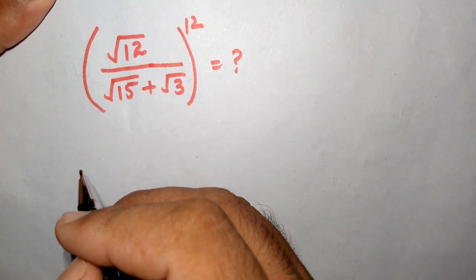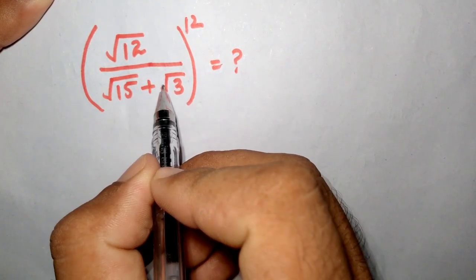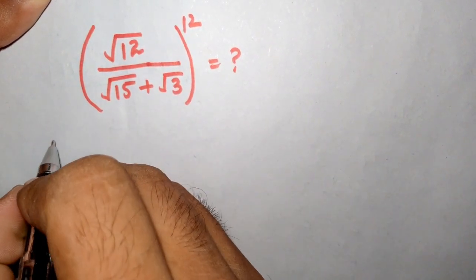Hello, you are welcome. We have to solve this interesting question: the square root of 12 over the square root of 15 plus the square root of 3, the whole to the power of 12. We have to simplify this. So, solution.